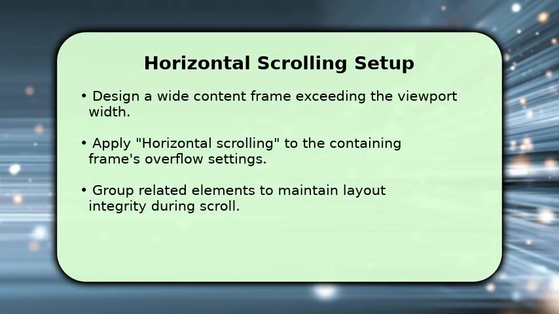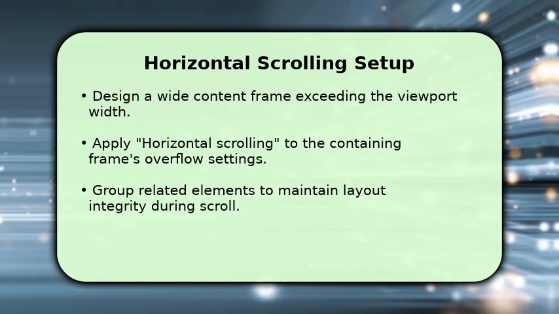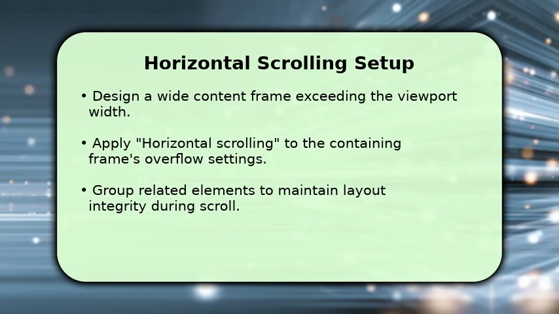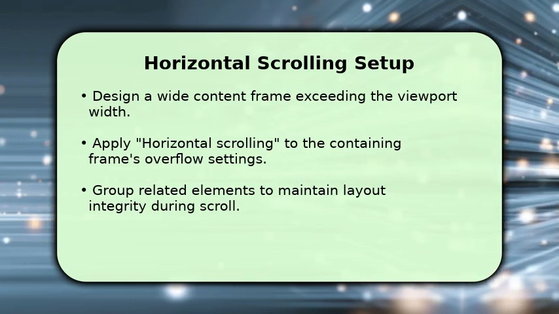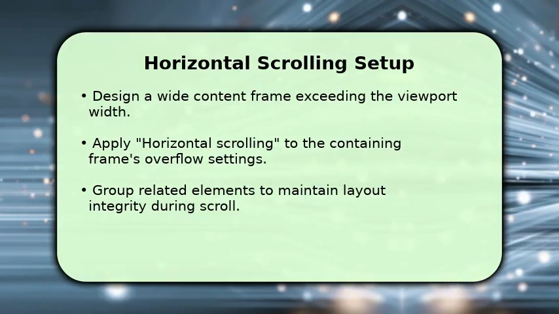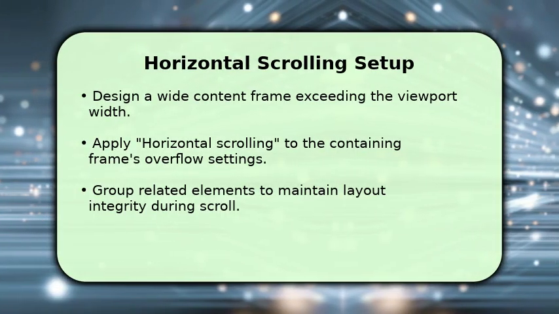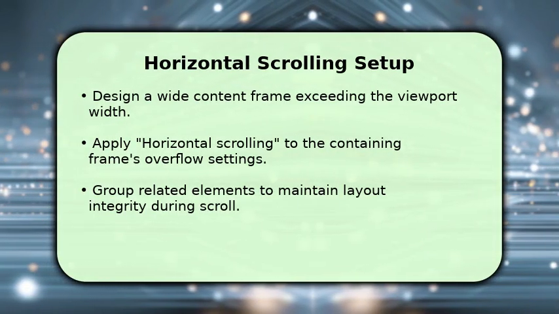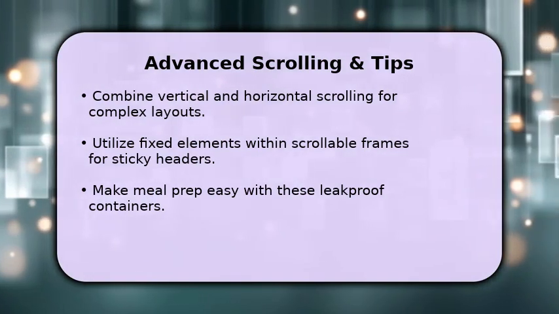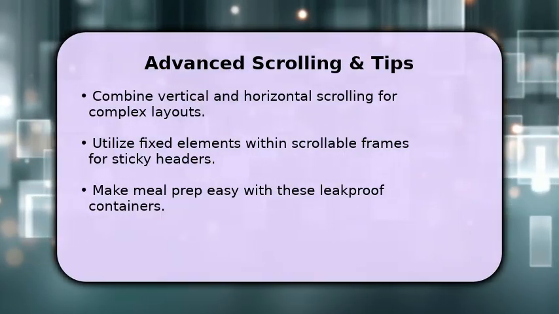For horizontal scrolling, the process is quite similar to vertical, but you'll focus on width. Create a content frame that is wider than the visible area you intend for your scroll. Then, select the parent frame and adjust its overflow property to horizontal scrolling in the Prototype tab. This enables side-to-side movement, perfect for carousels or wide data tables. You can even combine both vertical and horizontal scrolling within a single design for more intricate layouts, like a spreadsheet.